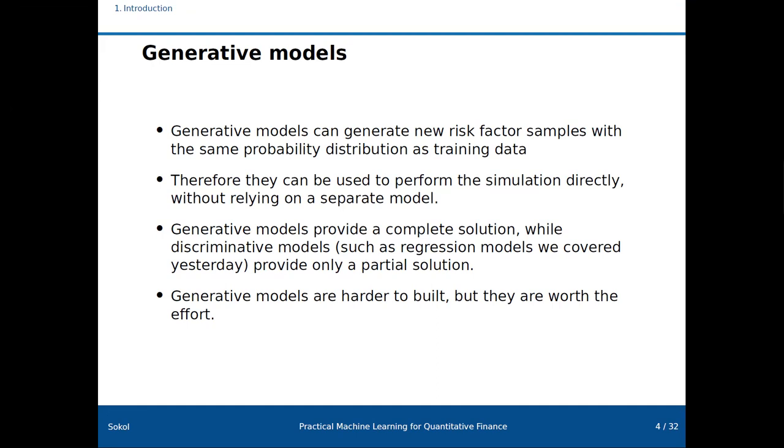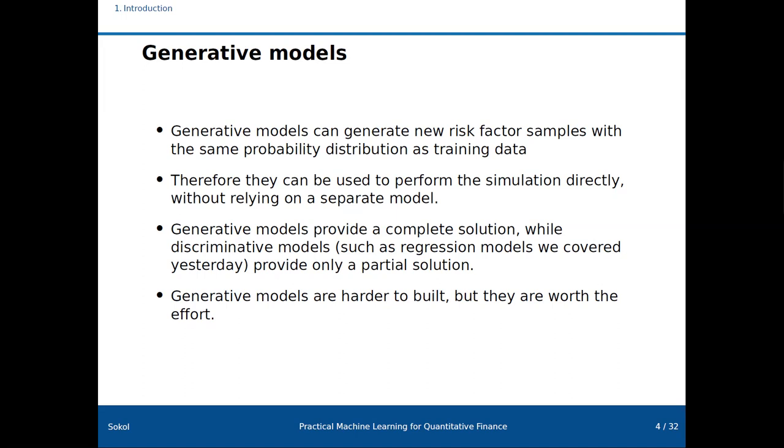So it's undesirable, right? So generative models are the answer, because generative models can generate new risk factor samples with the same probability distribution as training data. For the generative model, you pass it pairs of today's rate and the rate in 5 years. Then after it's trained, you can tell it what today's rate is, and it will generate random samples of the rate in 5 years, which are drawn from the same probability distribution as the data the model is trained on.